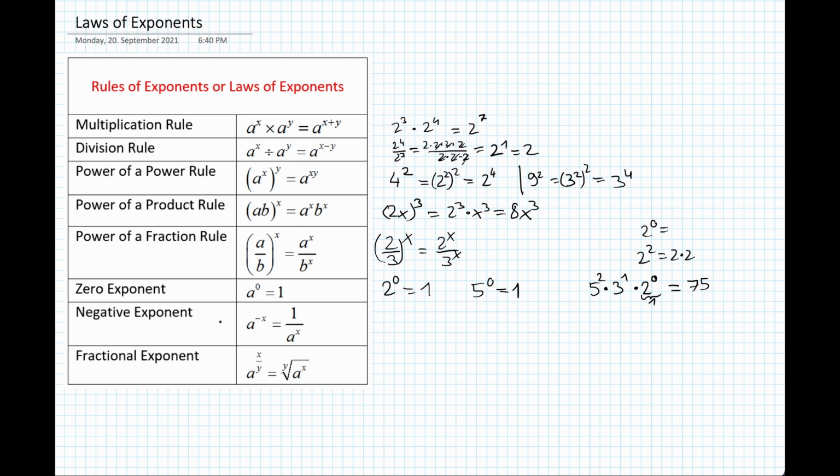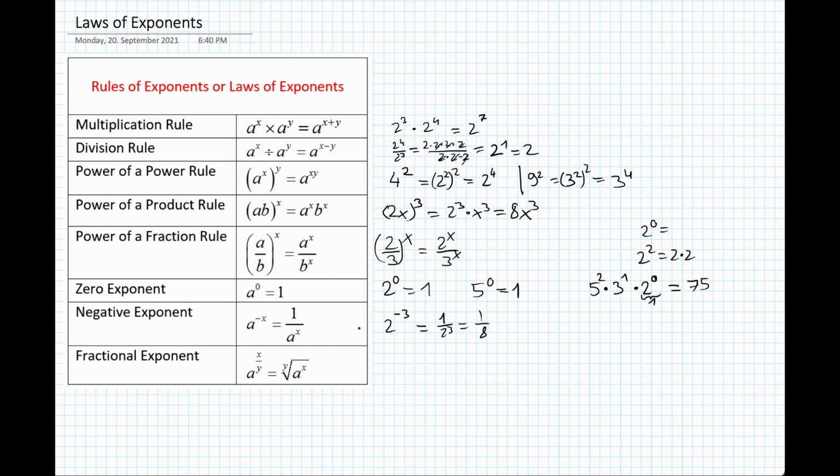Next we have negative exponent. So a to the negative x is 1 over a to the x. And that's important to remember, because just because you have a negative in the exponent doesn't mean that the whole number all of a sudden is negative. So let's say 2 to the power of negative 3, it's not negative 8. This is equal to 1 over 2 to the 3, which is equal to 1 over 8.